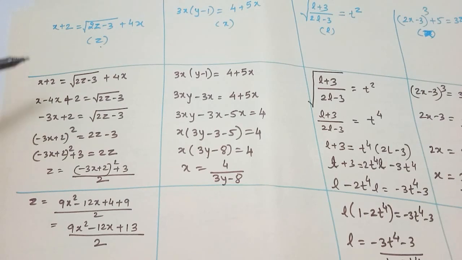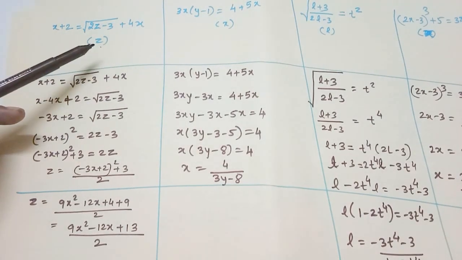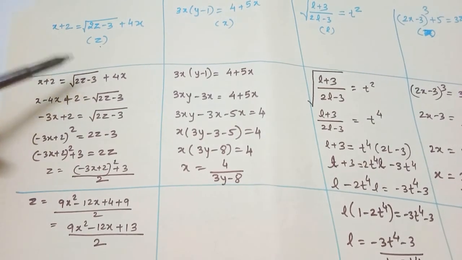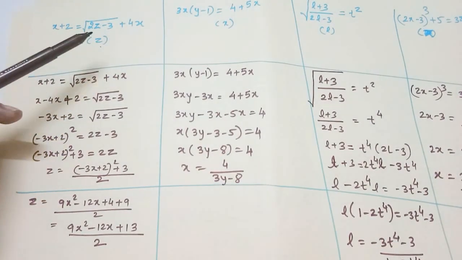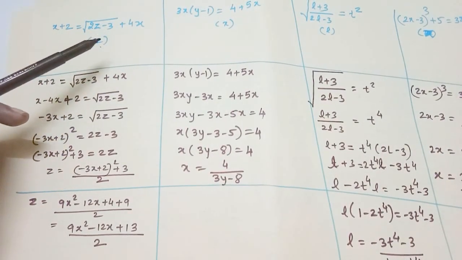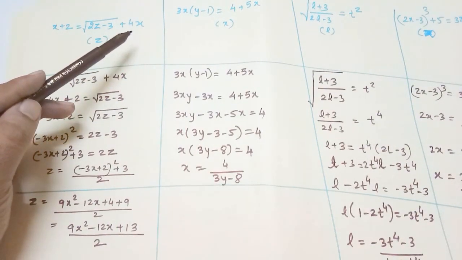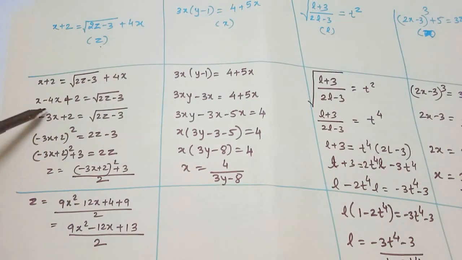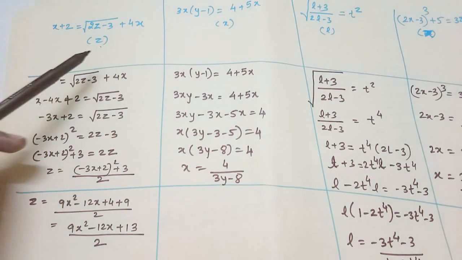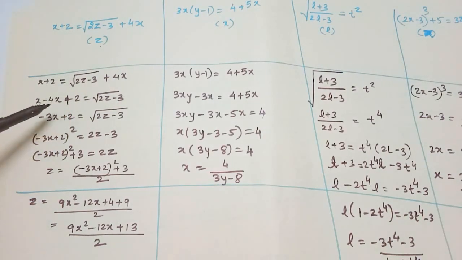So let me explain the first example. I wanted to make z the subject of the formula. As you want to make z the subject, you have to make sure that z is isolated on one side. So I can see that 4x is a garbage value. I can send it to the other side. Here it's adding positive 4, so it will subtract. So this is positive 4, it's going to become negative 4.